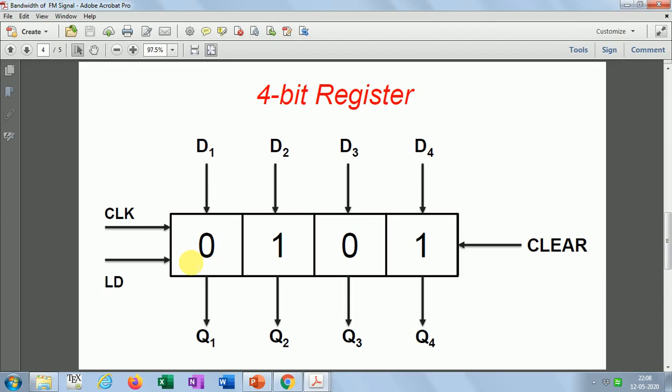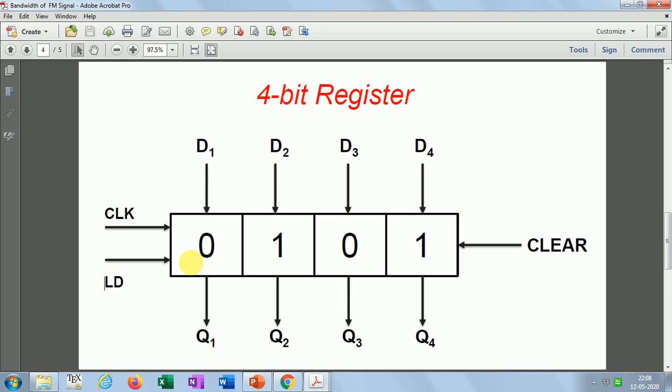So if load is 1, then at the next clock edge, suppose positive edge, D1, D2, D3, D4 will be transferred to the register. Okay, so this way we can control the register operation, the loading operation, right?